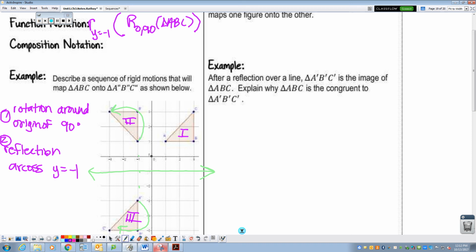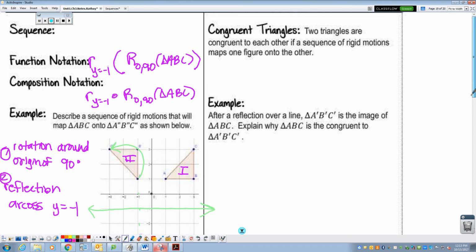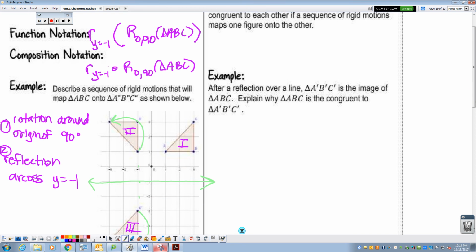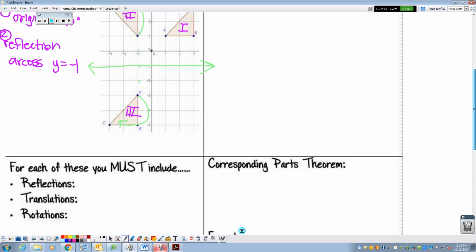Composition notation is very similar. It's a rotation around the origin of 90, triangle ABC. And then we have this little circle. And that circle really means following. So a reflection across y equals -1 following a rotation around the origin of 90. And so what we're going to look at in lesson 5 is graphing these things. In lesson 6, we'll actually be constructing these sequences, but being able to use this notation where we have more than one transformation happening at the same time.